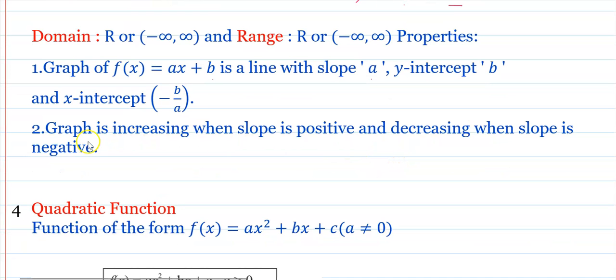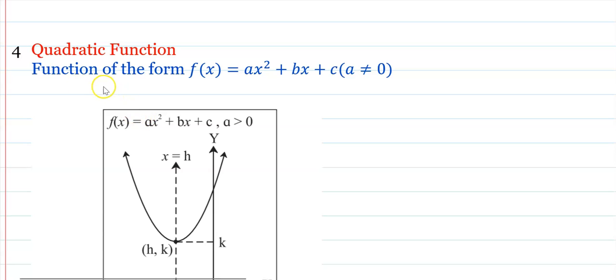Okay. The graph is increasing when the slope is positive and the graph is decreasing when the slope is negative. Okay. Now the next, what is a quadratic function? It is a polynomial function; what will its highest power be? It will be 2. f of x is equal to ax square plus bx plus c where a is not equal to 0. And here is the graph of that function.